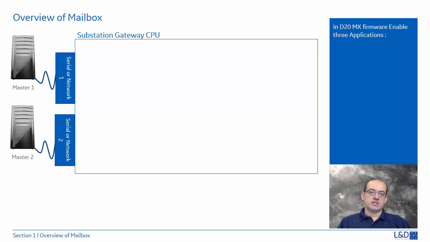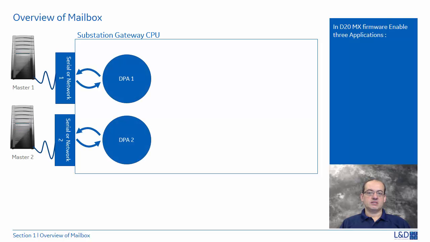The idea of Mailbox came from a situation where you've got two masters and they want to share information from one master to the other master, but there is no direct link between them. Or the two masters control the same field devices and they want to share who's in control. And both masters and the RTU have to know about that status, that who has the ability to control these shared resources in the substation.